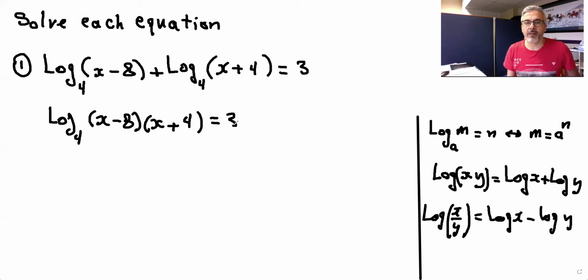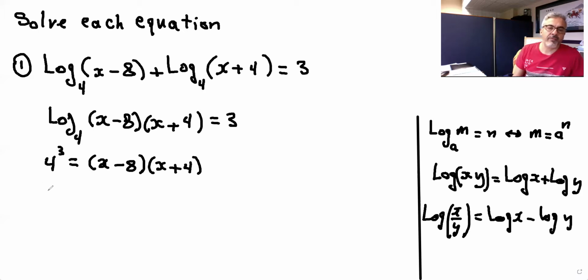equals 3. Now to get rid of the log, we have to use the first rule. So we have log form, we want to go there. So basically a to the n, which is 4 to the 3, equals m, which is all of this here, x minus 8, x plus 4.